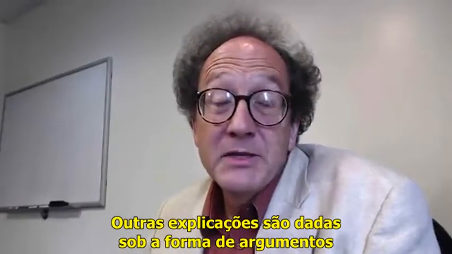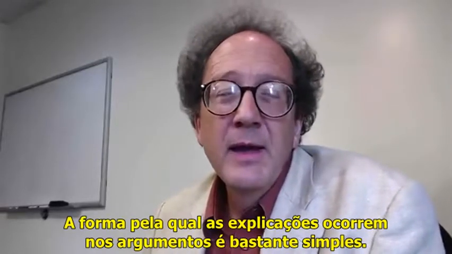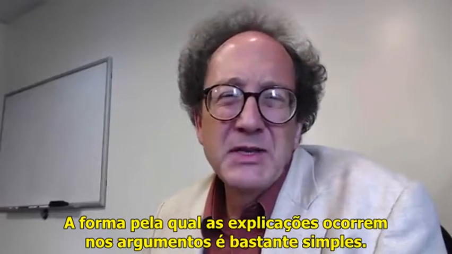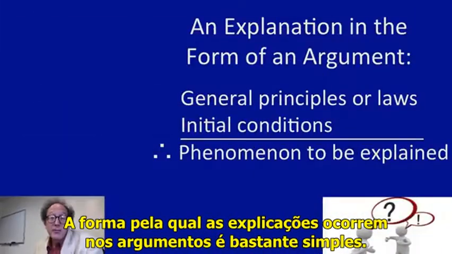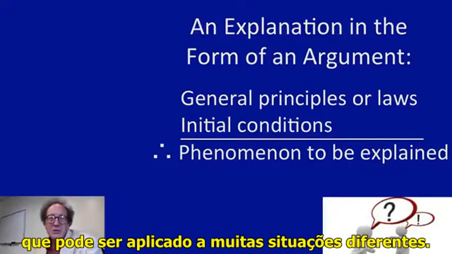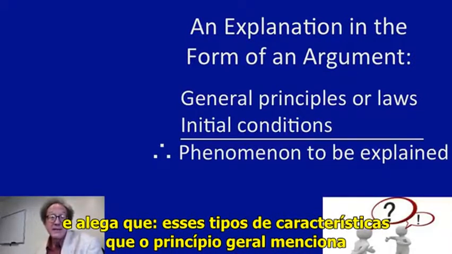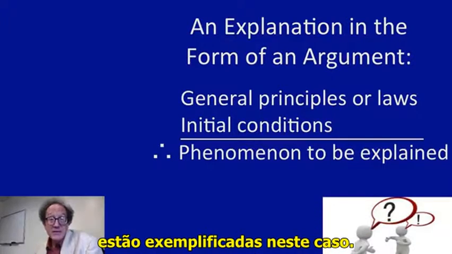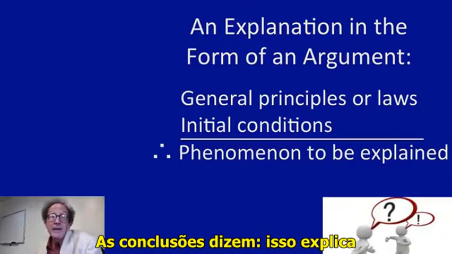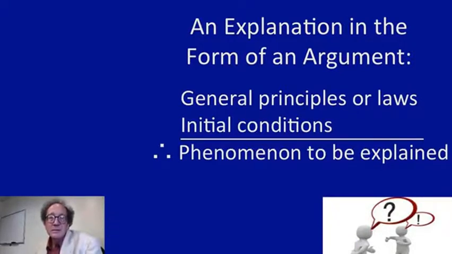But other explanations are given in the form of arguments, and that's the kind that we're going to be interested in here. The form in which explanations occur in arguments is really pretty simple. One premise usually states some kind of general principle that can apply to a lot of different situations. And then the second premise talks about the current situation and says that those types of features that the principle mentions are instantiated in this case. And then the conclusion says that explains why it happened this way in this case.